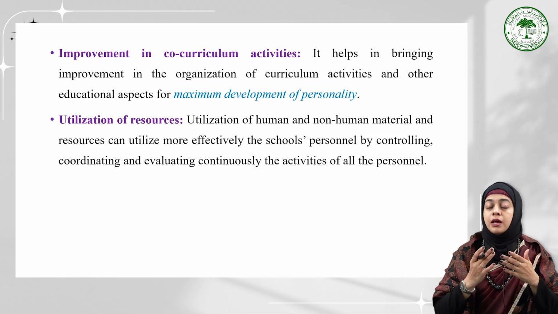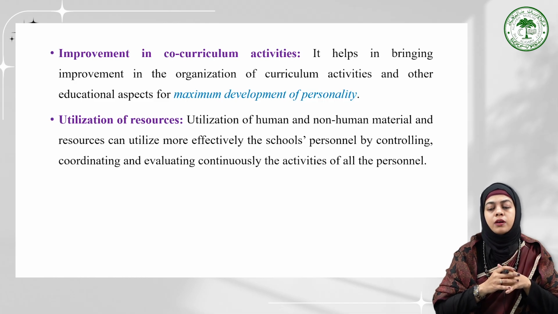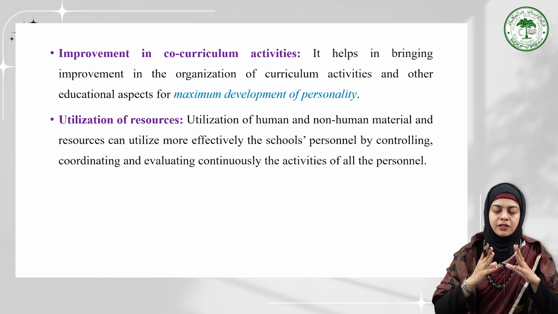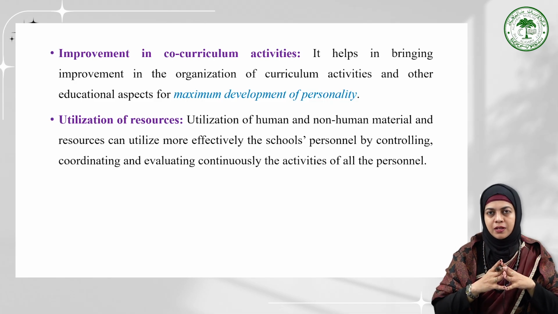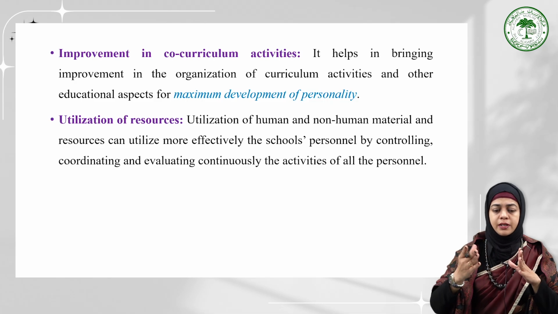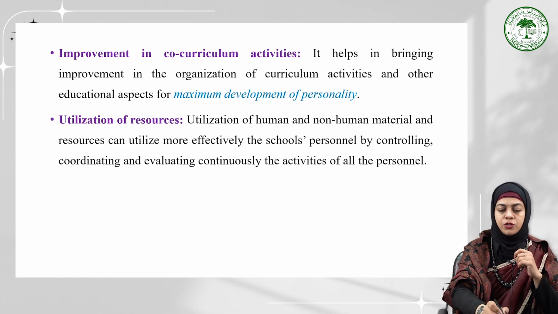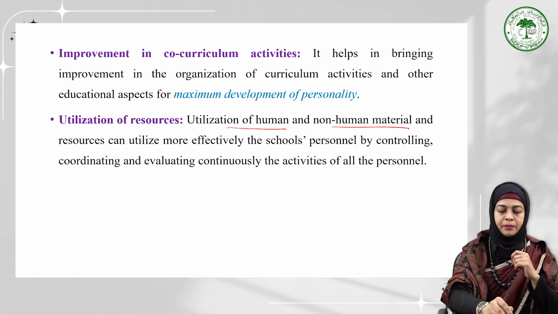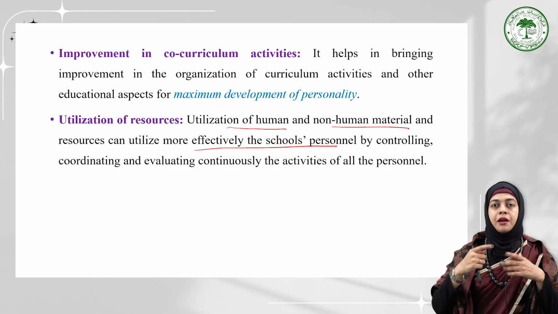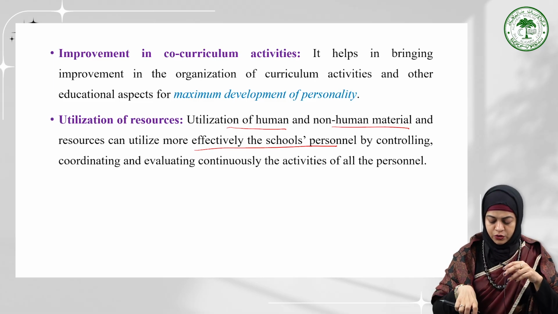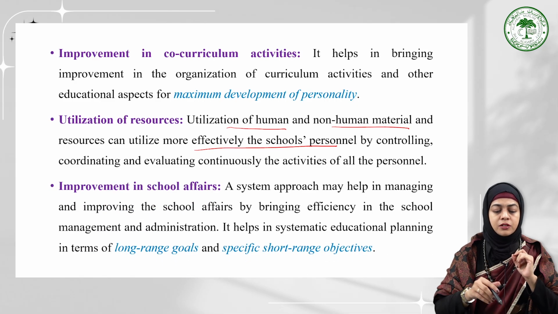Then what else? We have found that the system approach also helps in the improvement of co-curricular activities. You know how co-curricular activities are an important part of the organization of a curriculum, and the activities that are planned lead to the maximum development of the personality of the learners. Even when we are selecting the process and the best alternative, we are looking into the co-curricular activities. Then utilization of the resources, here of course the utilization of human and non-human material, how can they be used effectively in the school, and how we are controlling them, coordinating them and evaluating them, all the activities of the personnel. So we have to keep a tab, and make sure that everything is in coordination with one another.